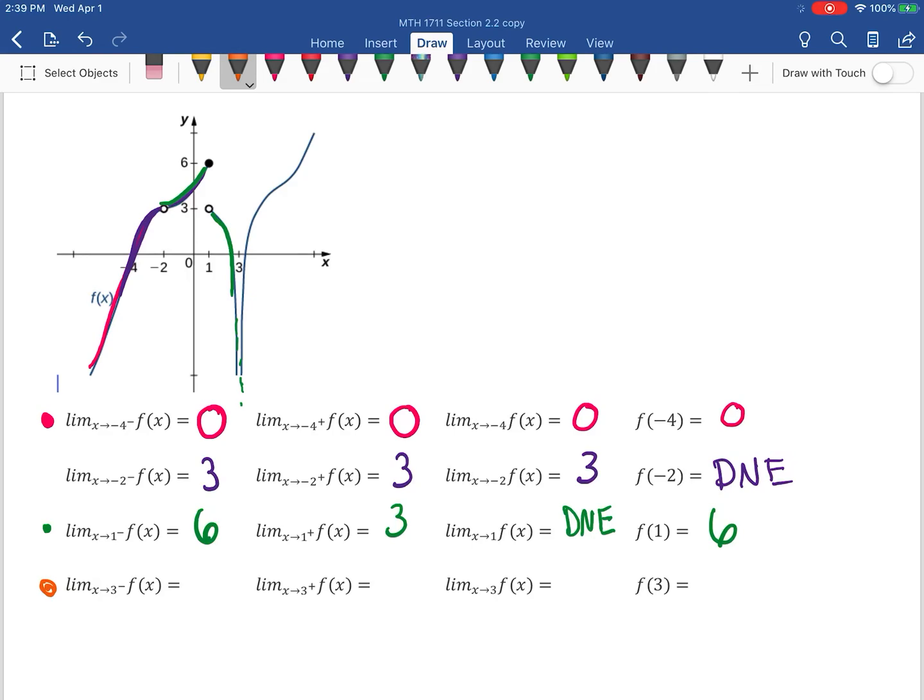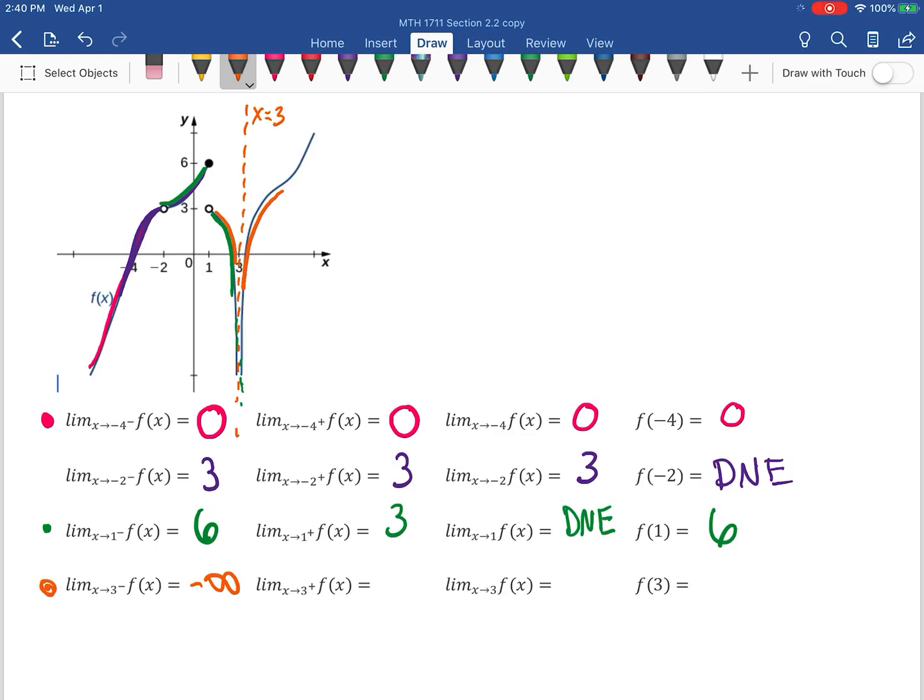All right, last example. We're looking at the behavior of the graph at x equals 3. And if you notice, even though it's not written in there, we can visualize that there is a vertical asymptote at x equals 3. If I approach x equals 3 from the left, I'm decreasing without bound. So my one-sided limit as x approaches 3 from the left is going to be -infinity.